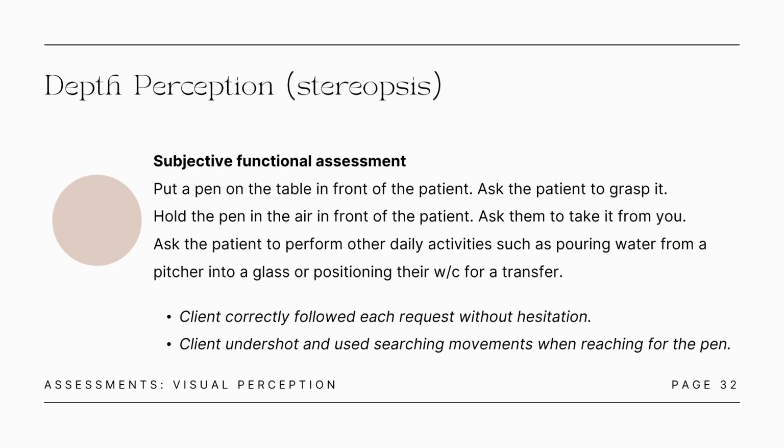To assess depth perception functionally, hold out a pen and ask your patient to grab it. You'll be looking for, are they accurate? Do they overshoot? Are they using searching movements? But for an even quicker screen, combine your visual agnosia screen with your depth perception screen. Spread out a few items on the table, name one, and ask them to pick it up. And then bam, 2 observations in one.